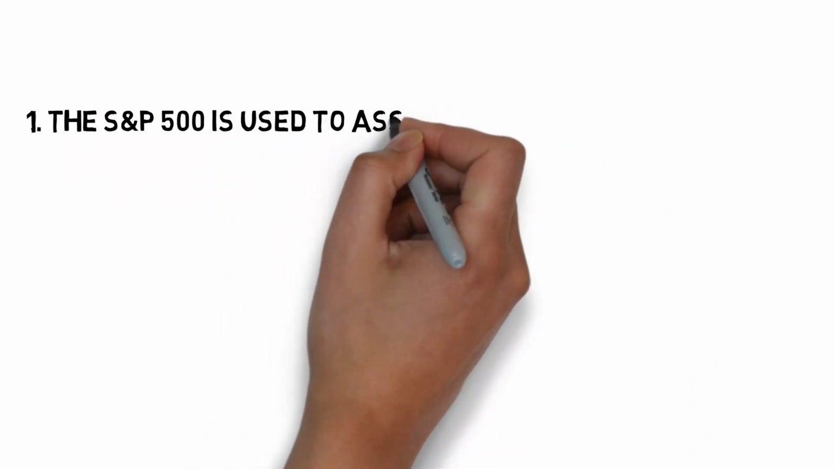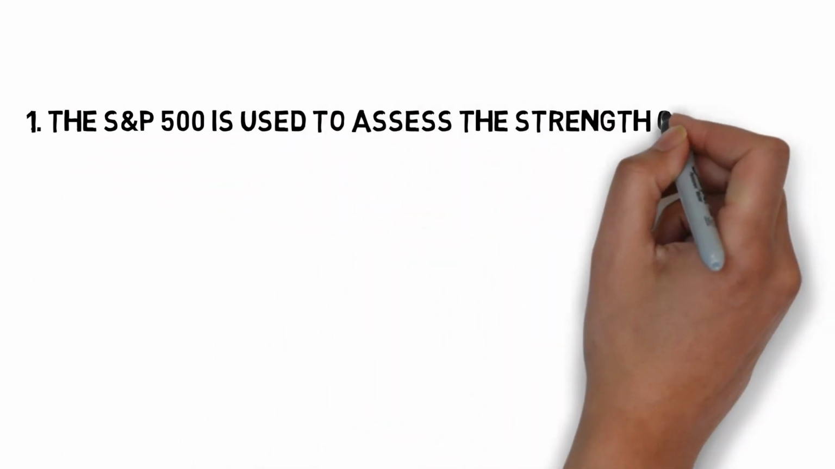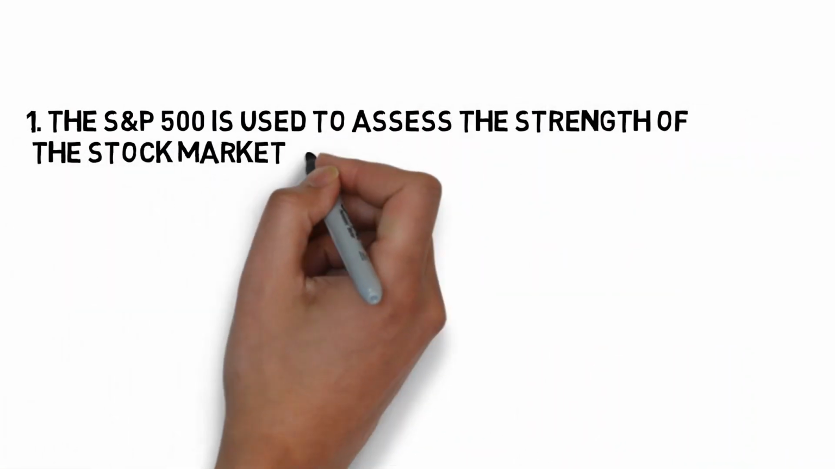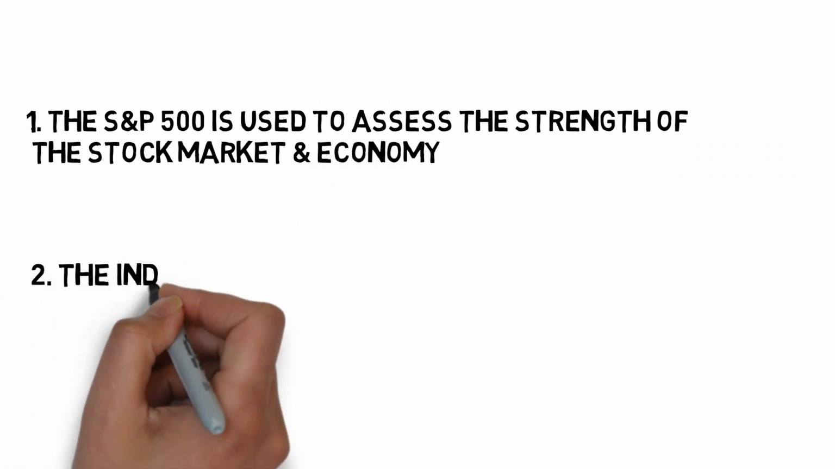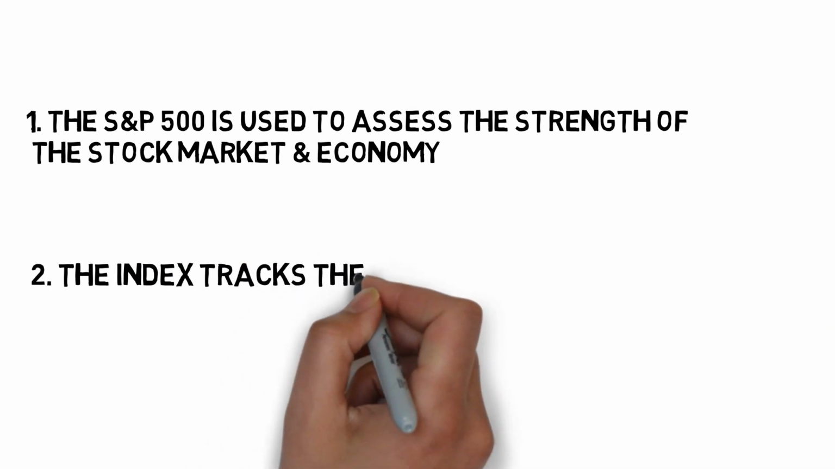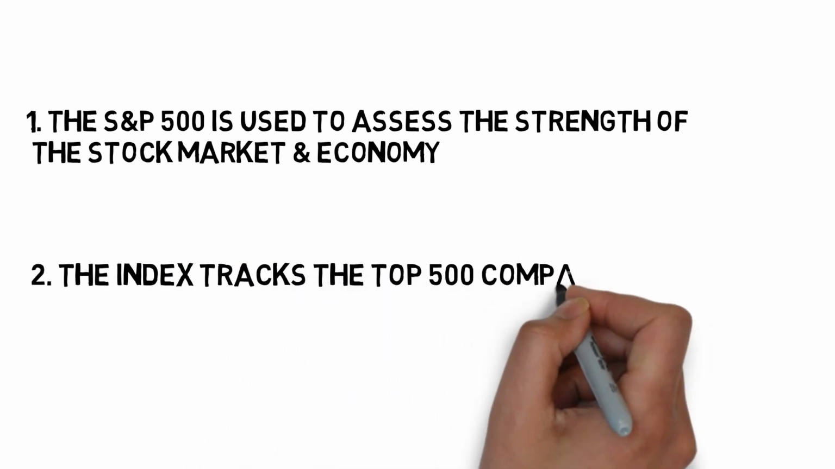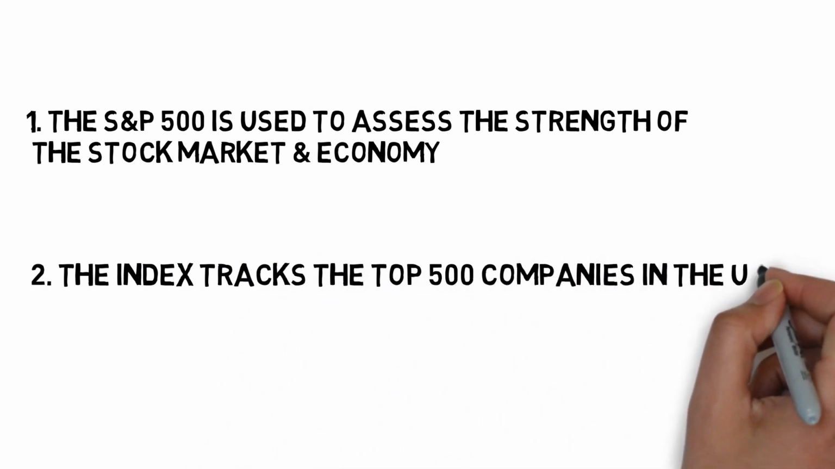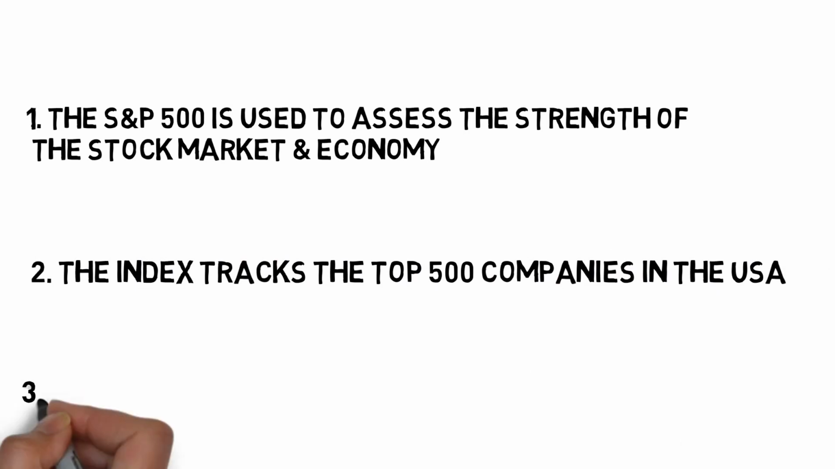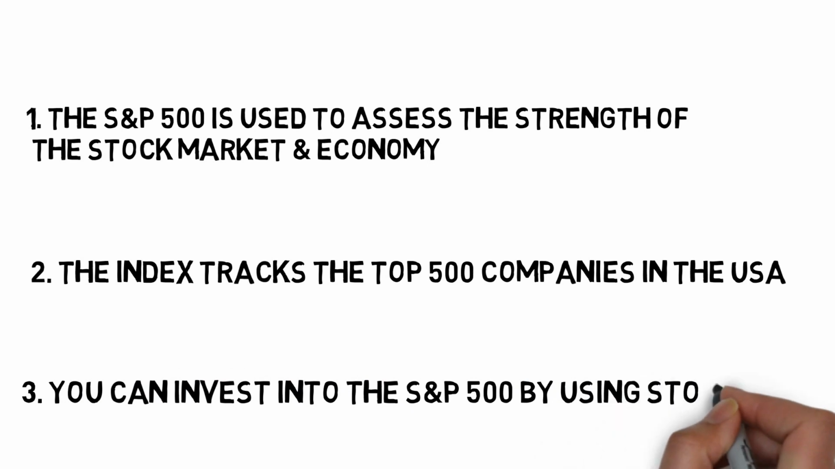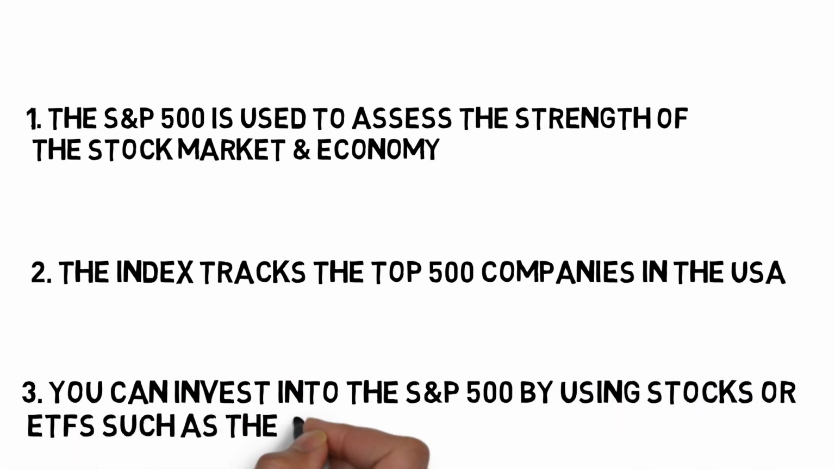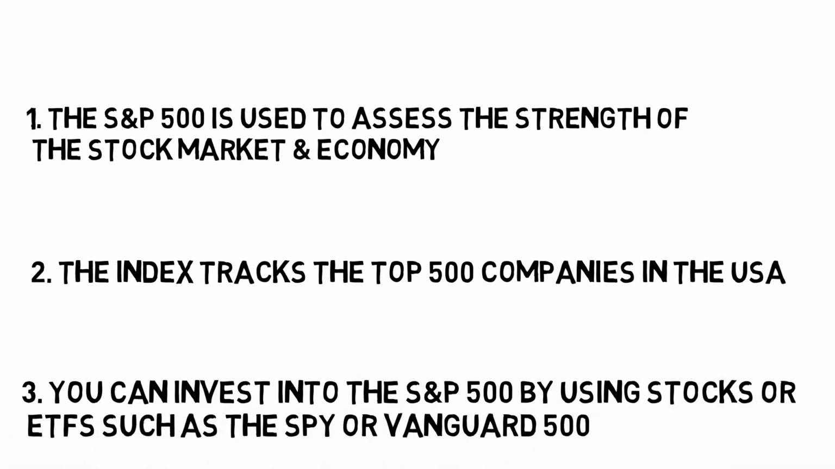Summarizing what we learned in this video, the S&P 500 is used by investors to assess how the overall stock market and the economy is performing. In addition, the index tracks the 500 publicly traded companies with high valuations and stock prices over $1. Finally, you can make money by purchasing stocks listed on the S&P 500 or invest in index funds that track the S&P 500, such as the SPY ETF or Vanguard 500.